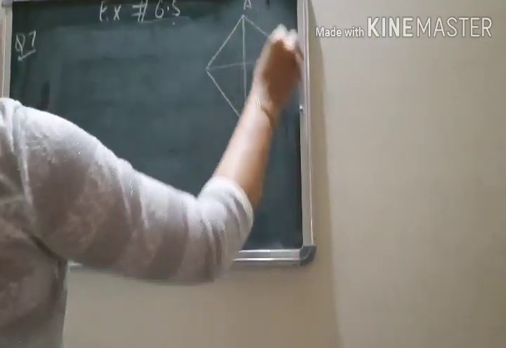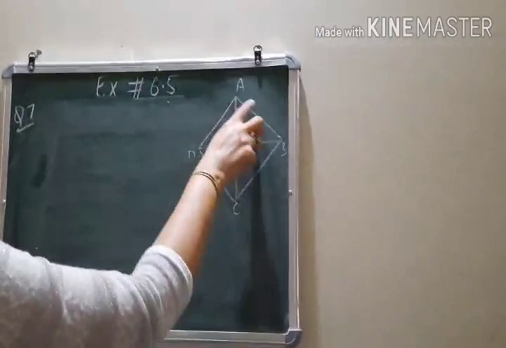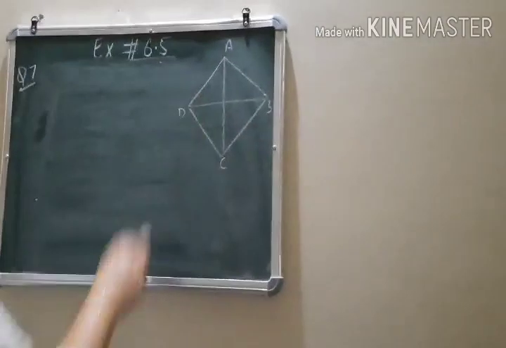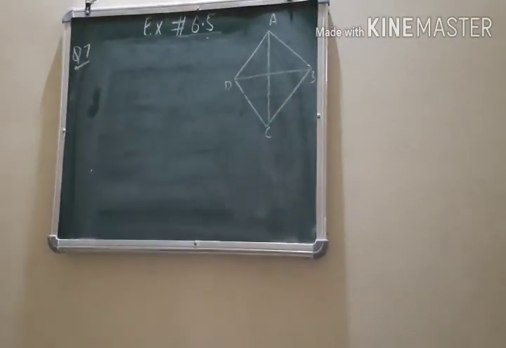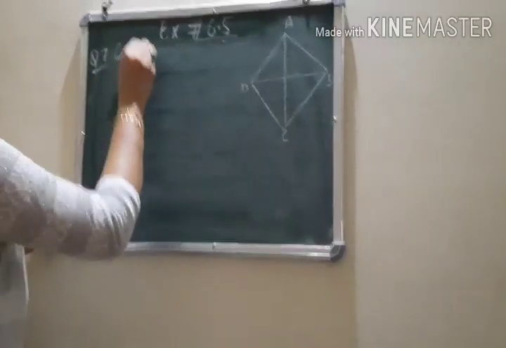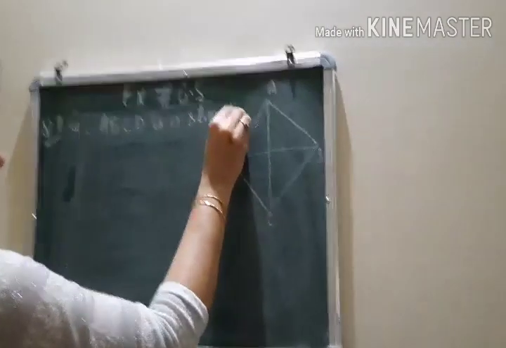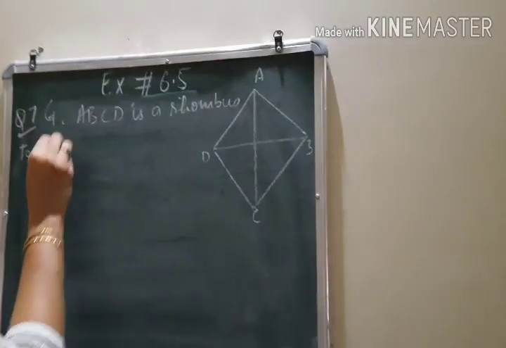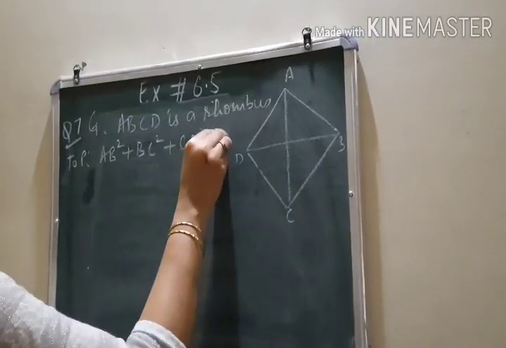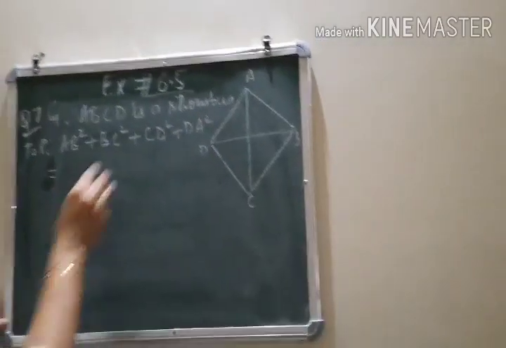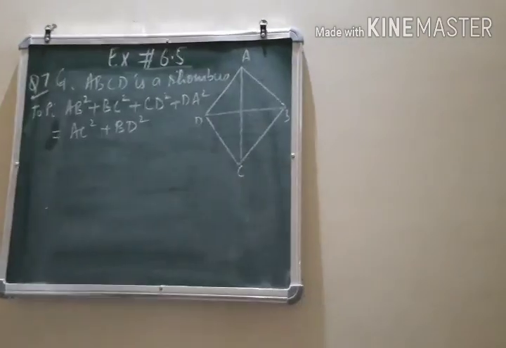They are saying that the sum of the squares of the sides of a rhombus is equal to the sum of the squares of its diagonals, right? Given: ABCD is a rhombus. You have to prove that AB square plus BC square plus CD square plus DA square is equal to the sum of the squares of the diagonals. Diagonals are AC and BD. This is what you have to prove.